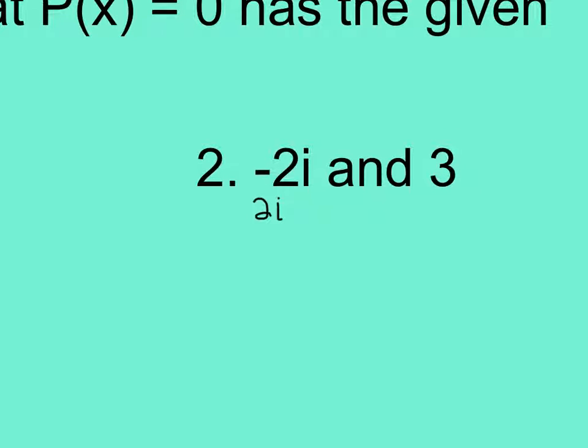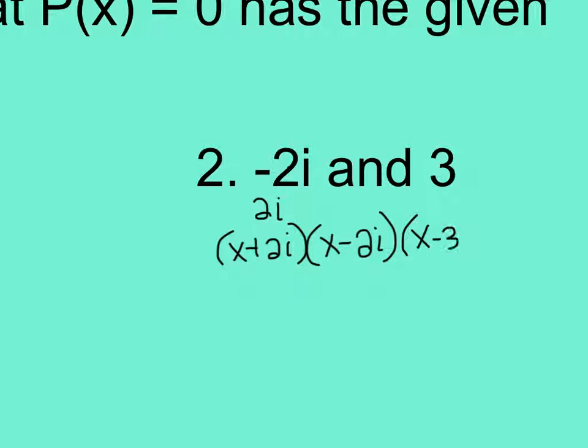So we have a parenthesis of x plus 2i for the negative 2i, x minus 2i, because remember, again, they're always the opposite of the signs, and then that positive 3 has a parenthesis of x minus 3. Now we double distribute the first two parentheses. Since those are conjugates, we only multiply the first and the last because the middles will cancel.